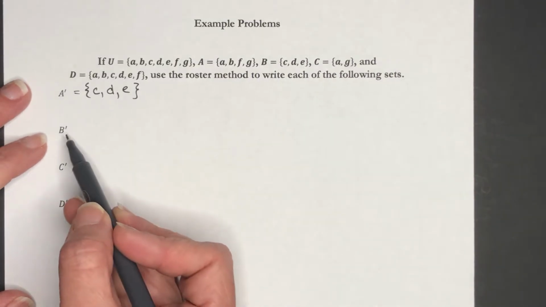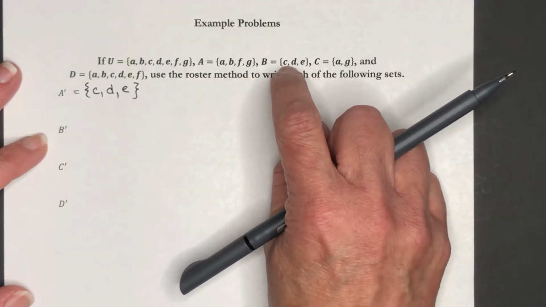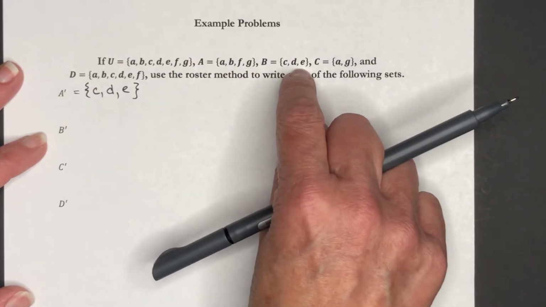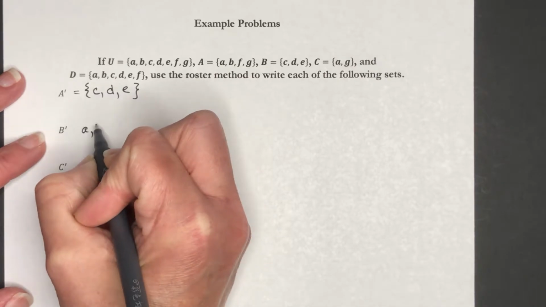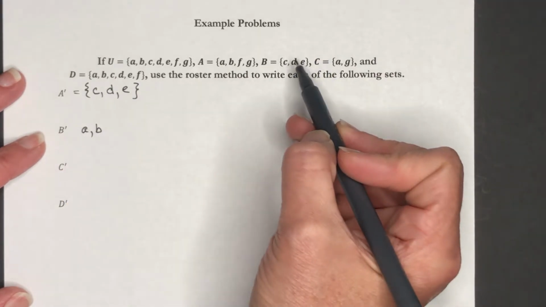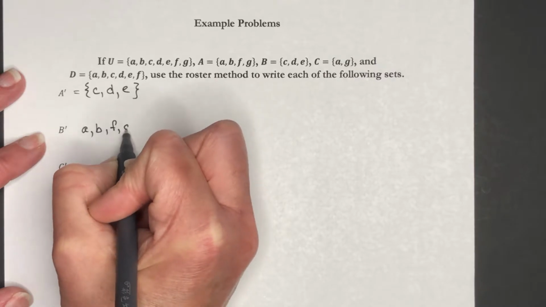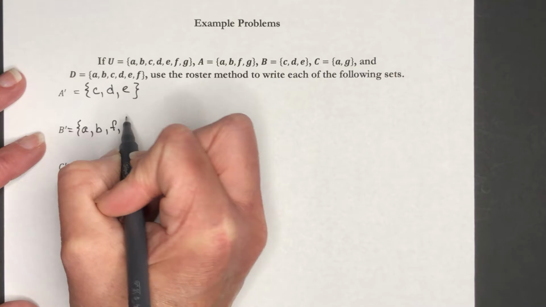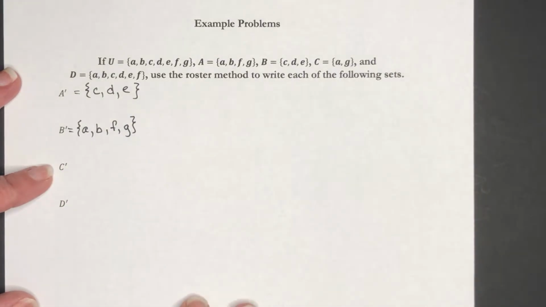For here, B prime, or B complement, sorry, I have C, D, and E, and I want to write down everything that is in U that is not here. So that would be A, B, C, D, E, F, and G. Roster method requires the braces, so that would be your answer.